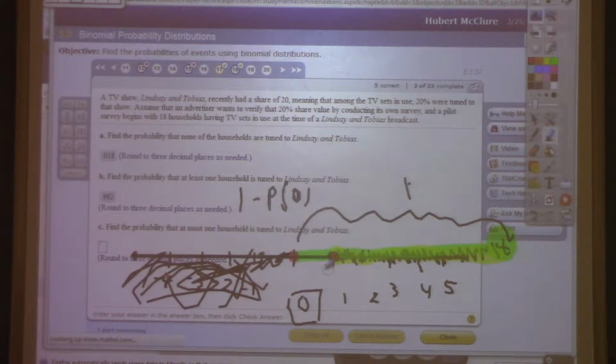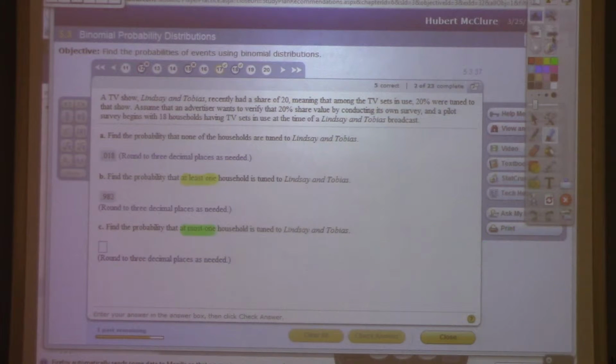In other words, whatever your base is, which is 0, plus whatever number is at most. So if you had at most 3, it would be 0 plus 1 plus 2 plus 3. If you had at most 5, it would be 0 plus 1 plus 2 plus 3 plus 4 plus 5. At most means that that's the largest number that you have. So the probability of at most 1 would be the probability of 0 plus the probability of what? 1.